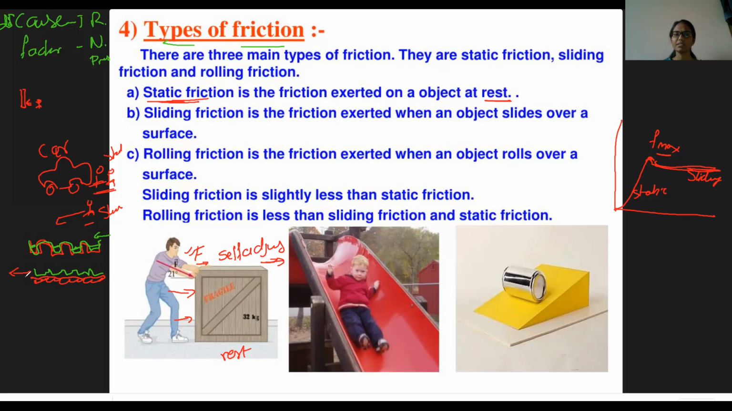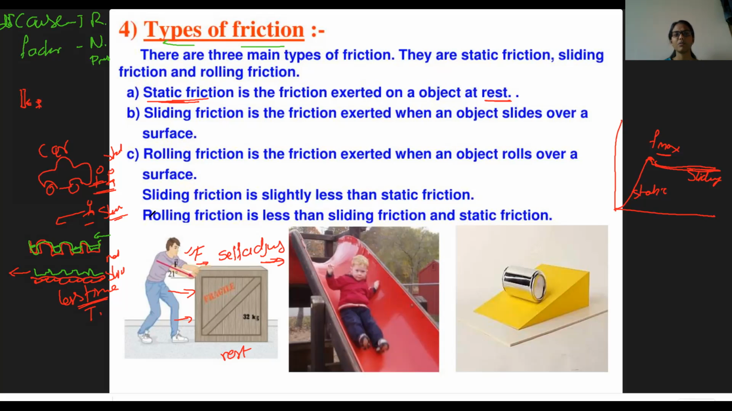When it starts moving, they get very little time to interlock or go inside more. When it is at rest, they get more time to interlock. But when it starts moving, they get very little time to interlock, so the sliding friction will be less compared to the static friction.